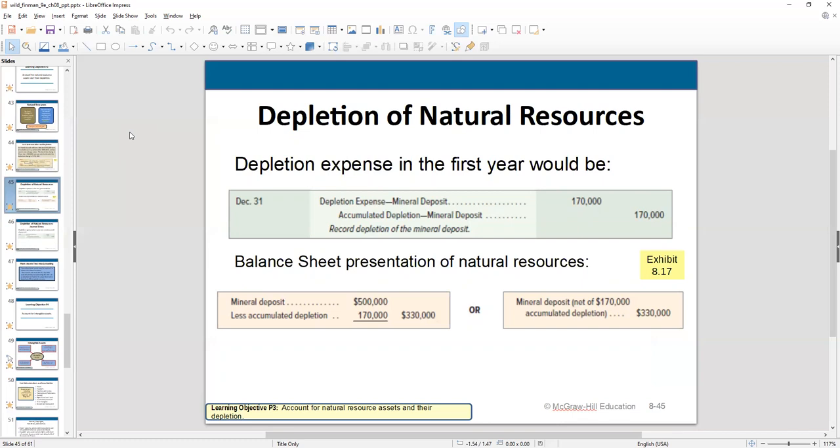This is an example of what your journal entry is going to look like. It's pretty straightforward. You're going to debit depletion expense and you're going to credit accumulated depletion.